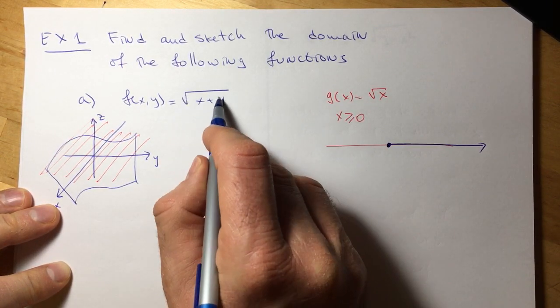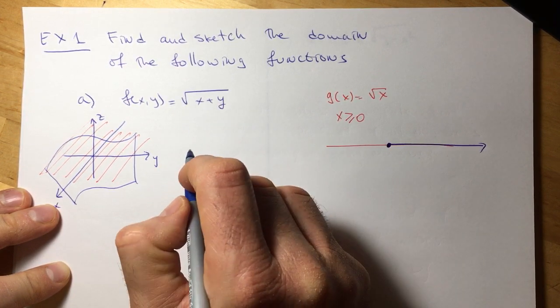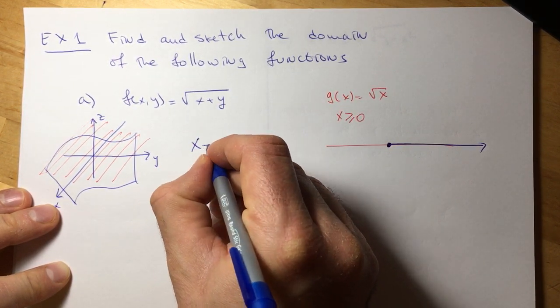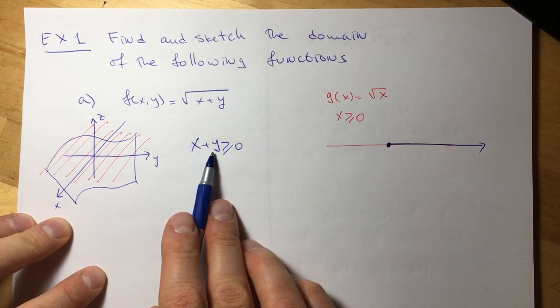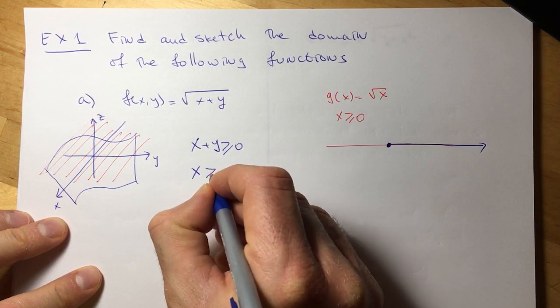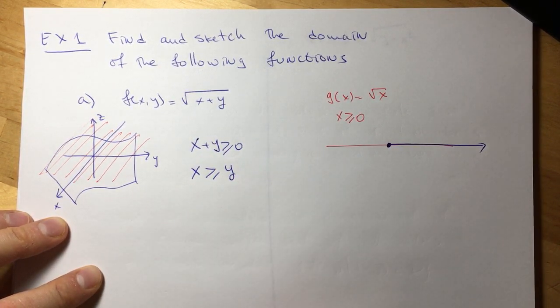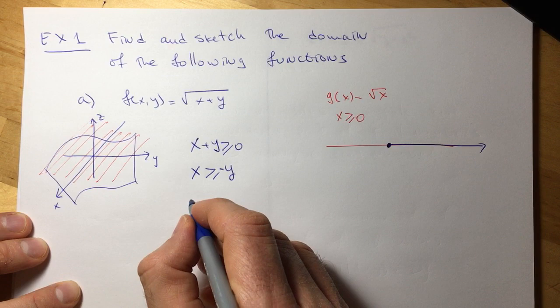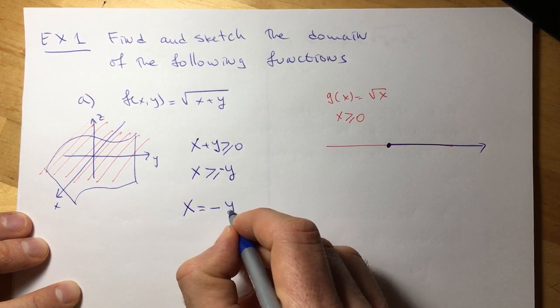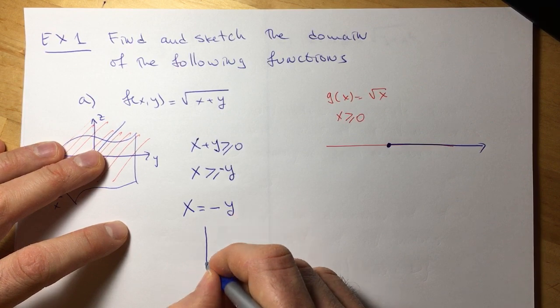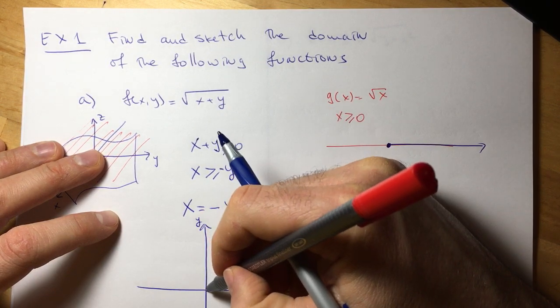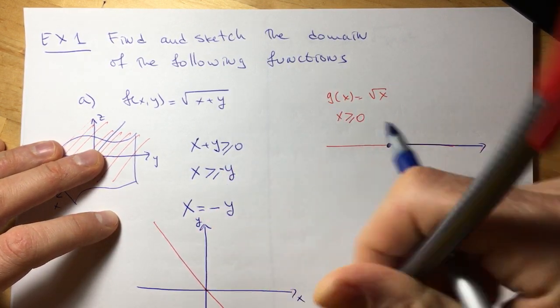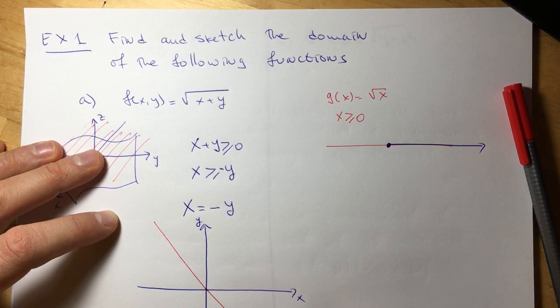The square root can be defined when x plus y is greater than or equal to 0. So how are we going to find this? These are the values where x is greater than or equal to negative y. There is an easier way to sketch this. First of all, let's sketch x equal to negative y. On the x and y axes, this is the line x equal to negative y.